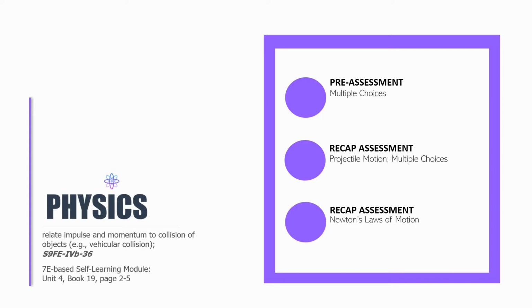Okay, so this episode of the Grade 9 Physics series of the Knowledge Catalog is featuring the following learning competency. As you notice, this is one of the two learning competencies that we had in the previous session. So this learning competency reads as: relate impulse and momentum to collision of objects such as in vehicular collision.